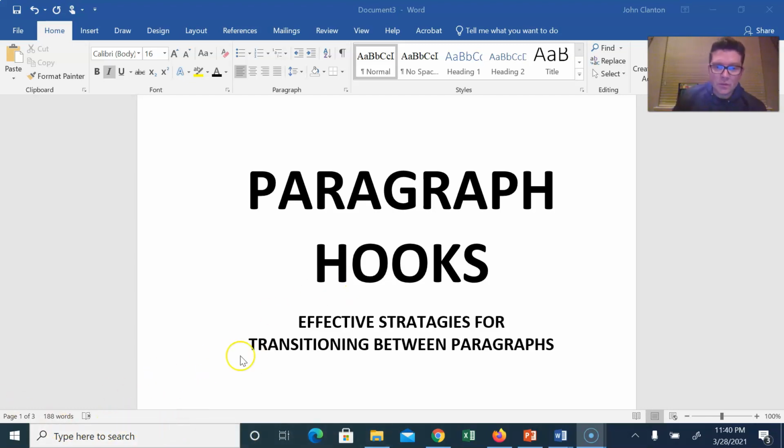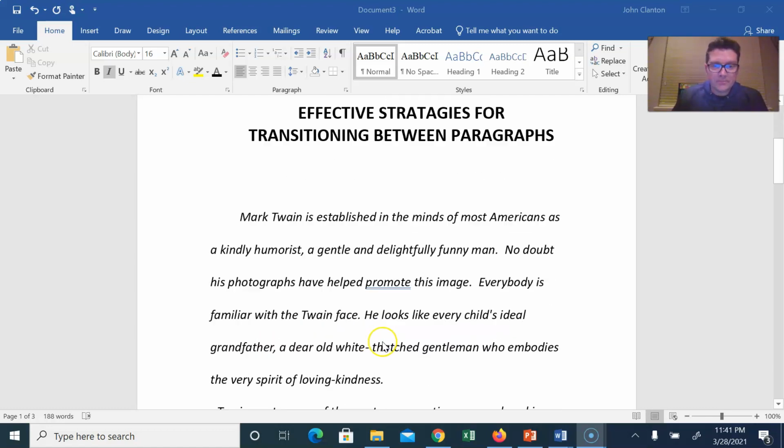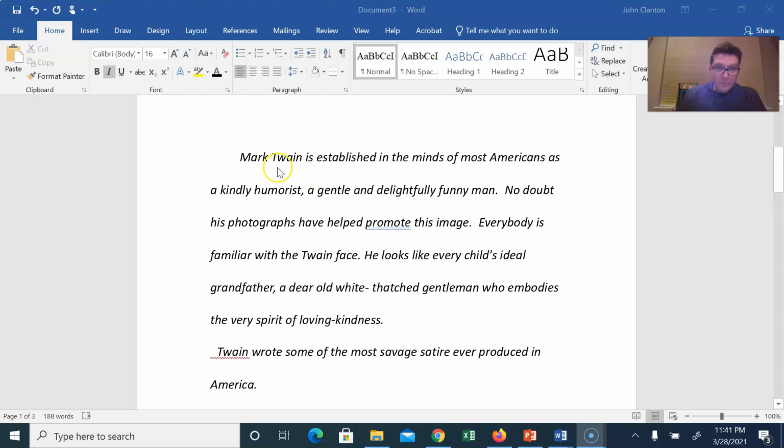But first, I want to show you a paragraph, and hopefully it will help you understand why it is important to provide these kinds of transitions. All right, so this is a paragraph about Mark Twain. Mark Twain is established in the minds of most Americans as a kindly humorist, a gentle and delightfully funny man. No doubt his photographs have helped promote this image. Everybody is familiar with the Twain face. He looks like every child's ideal grandfather, a dear old white-thatched gentleman who embodies the very spirit of loving kindness.